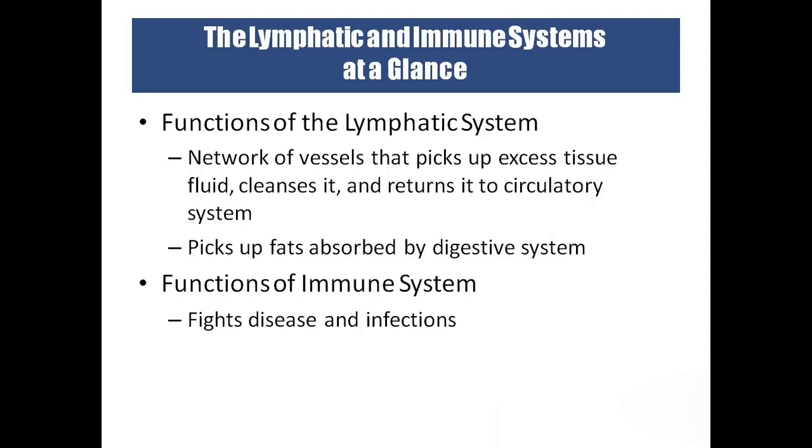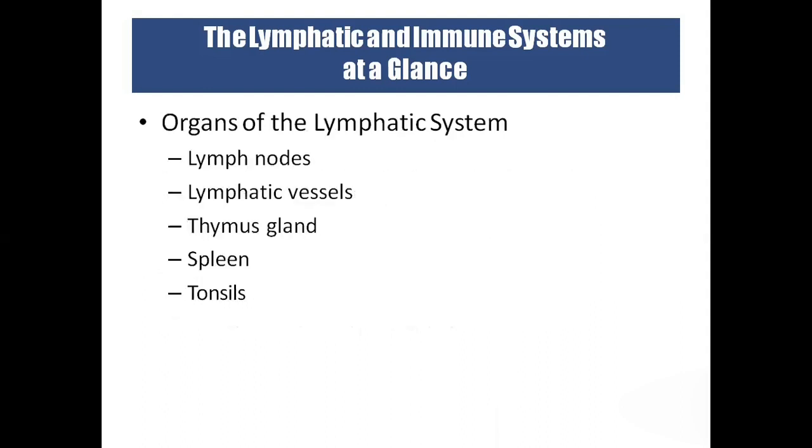And we have lymphatic vessels in the digestive system also. They will pick up the fat absorbed by the digestive system. Coming to the functions of the immune system, it will fight diseases and infections. Coming to the organs of the lymphatic system, the organs in which we have lymphocytes and macrophages, the phagocytic cells, we call lymphoid tissues. The lymphoid tissues are lymph nodes, lymphatic vessels, thymus gland, spleen, and tonsils. These all come under the lymphatic system, which consists of lymphocytes.